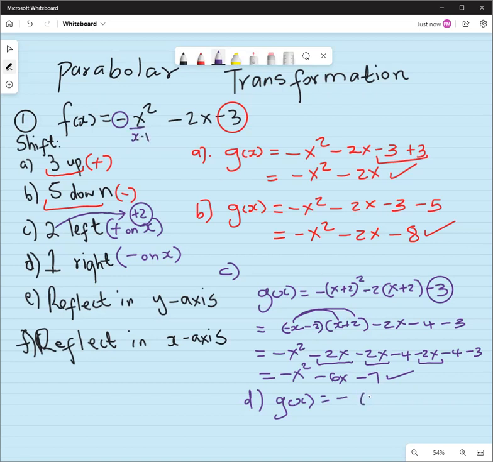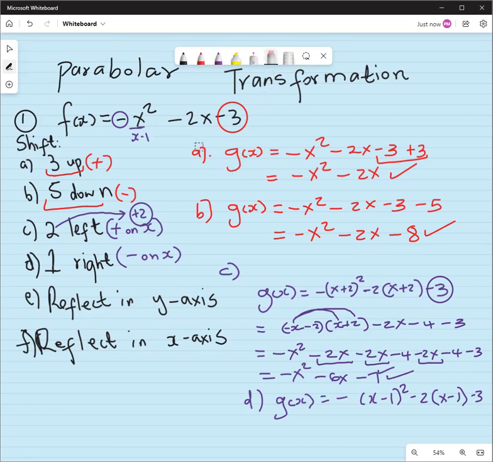So I'm going to have x minus 1 squared. Then I have minus 2, minus 2, then I have x minus 1, then minus 3. And then you're going to FOIL and write it in standard form, right? That is the shift to the right.